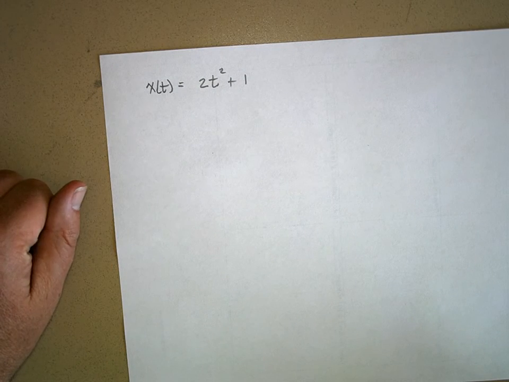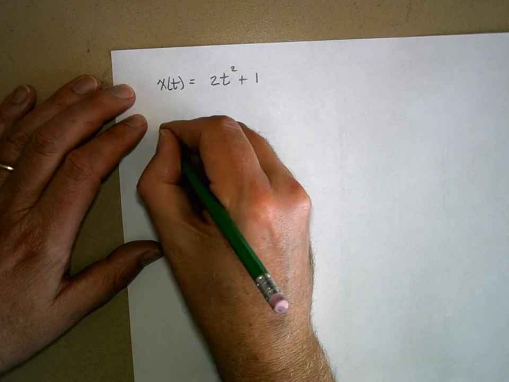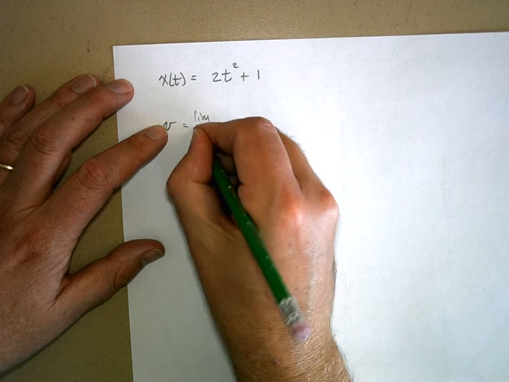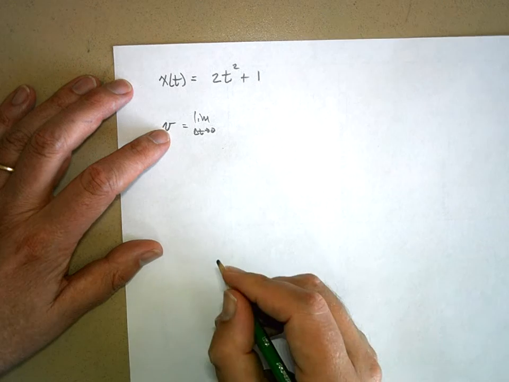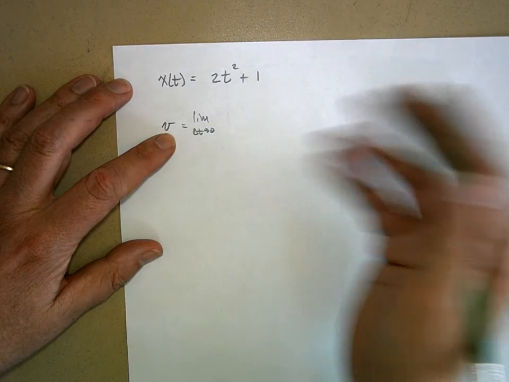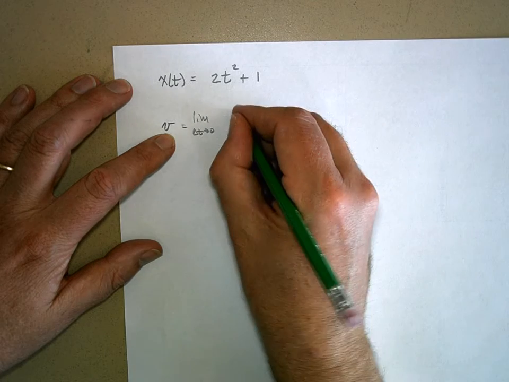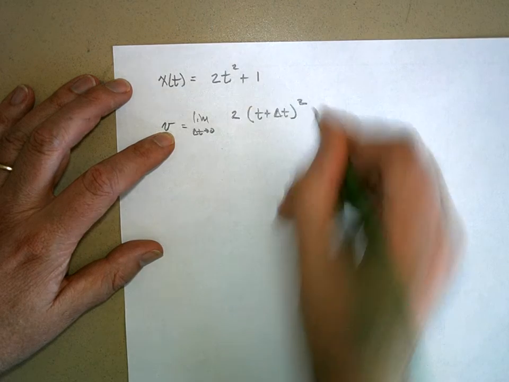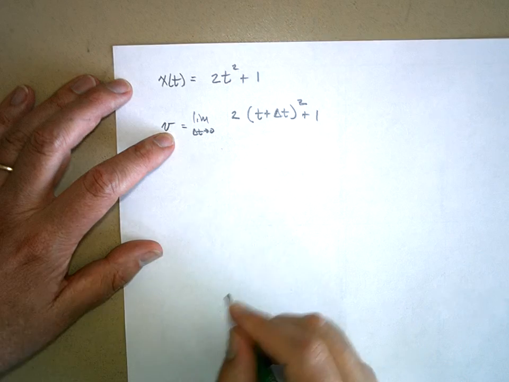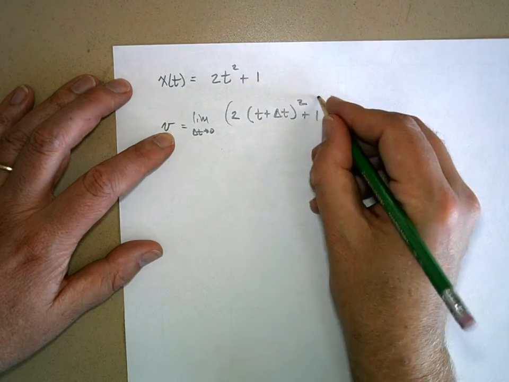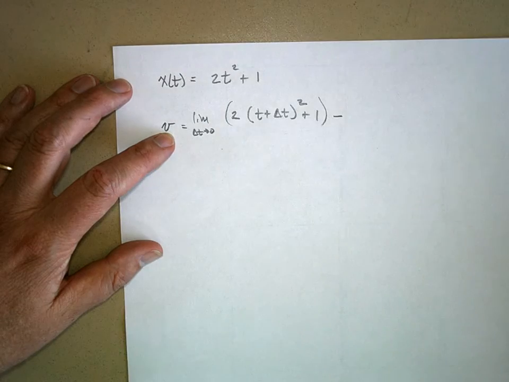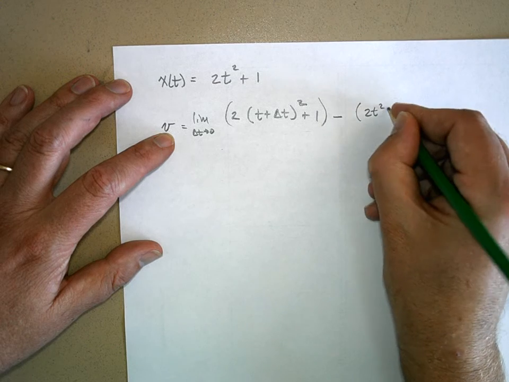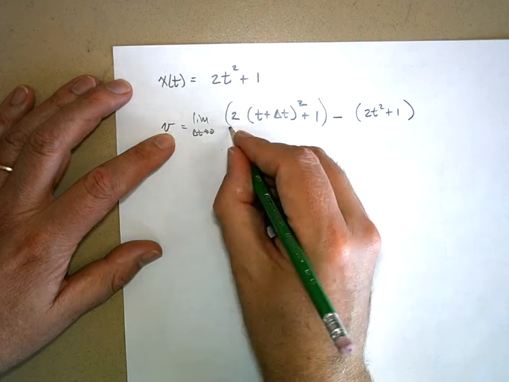Okay, so v is equal to the limit as delta t goes to 0. Well, wherever there's a t, put a t plus delta t. So this is going to be 2 times what? t plus delta t squared plus 1. Minus, so this is my x final, minus x initial. Well, what is x initial? It's just 2t squared plus 1. Got to put the parentheses in there. Divide all that by delta t.